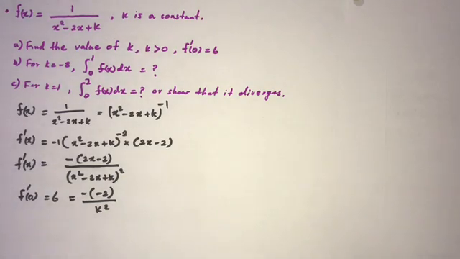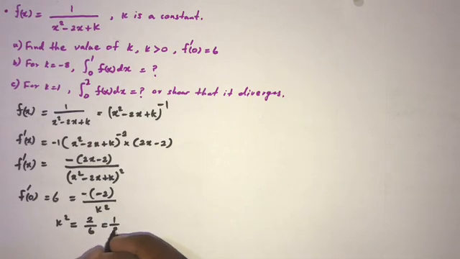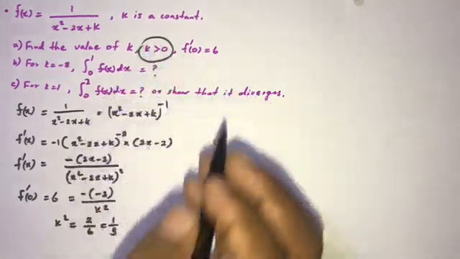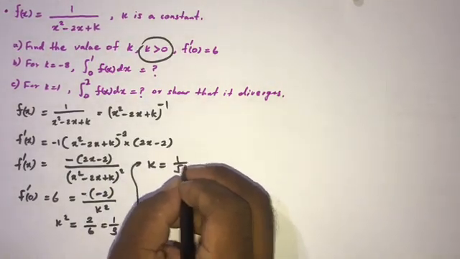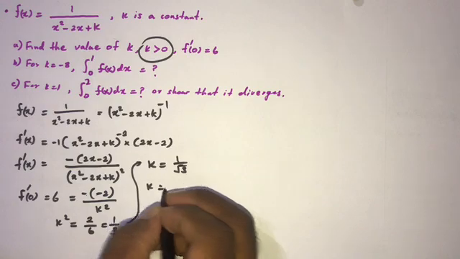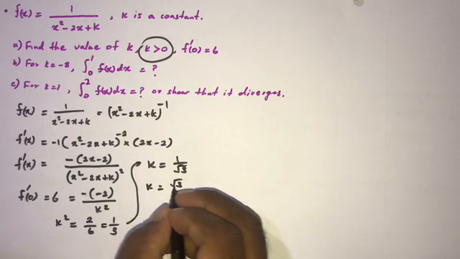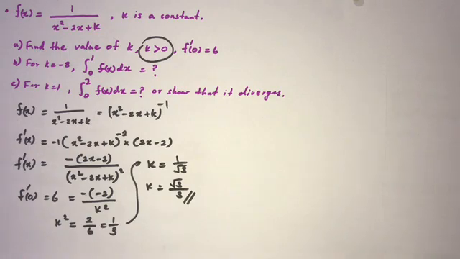Now we have k squared is equal to minus 2 over 6, so 1 over 3. Now k squared is equal to 1 over 3, so k is equal to plus or minus 1 over root 3, but here k is greater than 0. So the value of k is equal to 1 over square root of 3. Okay, then if you want you can rationalize. If we multiply by square root of 3 both numerator and denominator, we can write square root of 3 over 3. Okay, this is the answer for part A.